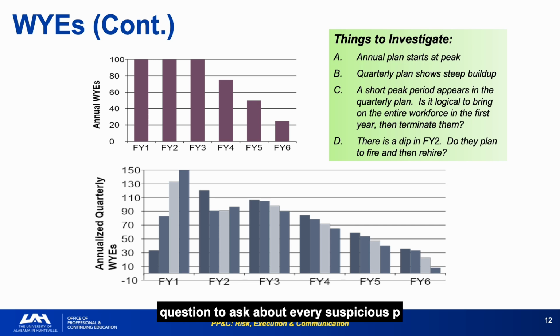The question to ask about every suspicious pattern is the same. Is there a legitimate programmatic reason for this shape, or is it a financial artifact? The answer is almost never obvious from the chart alone. None of these patterns is inherently wrong, but none should be accepted without an explanation. Your job is to ask the question.